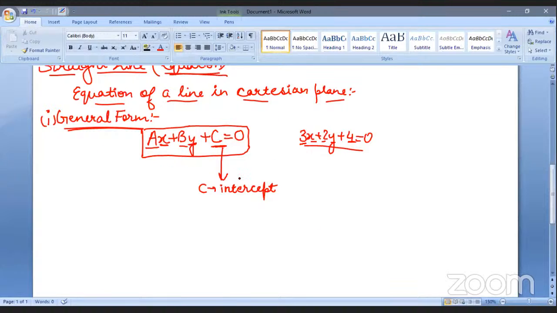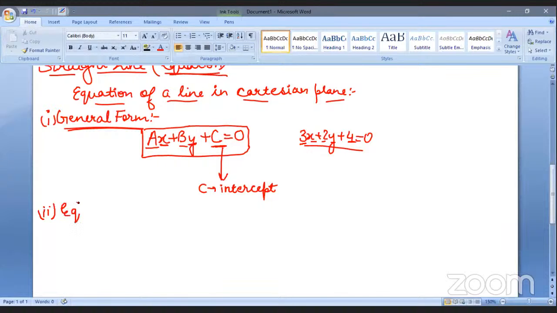So let us move to the next part, because I think you must have written it. The next part is the second, we can say, is, just wait for a second. Equation of a line is done, right? Now we can come to this one.